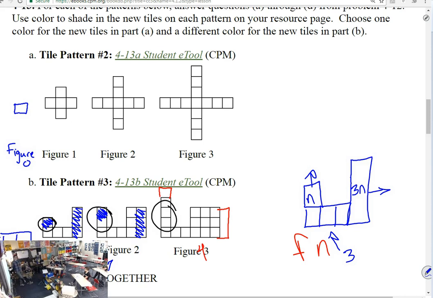So we have 3n plus n plus 3. And we'll go back to A. But for B, the number of squares we're going to need is 4n plus 3.